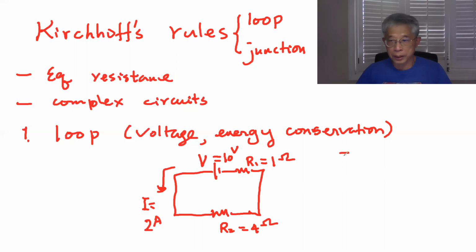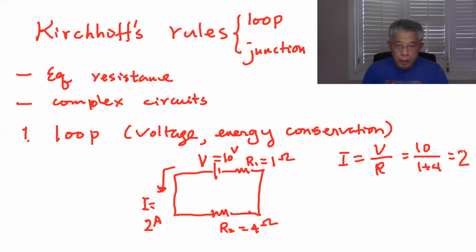Because I is equal to V divided by R total, and that's 10 divided by 1 plus 4, so that's equal to 2. So 2 amps. But we can also use Kirchhoff's rule. So Kirchhoff's rule says the following.